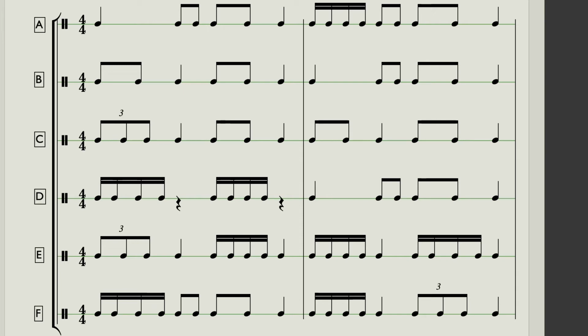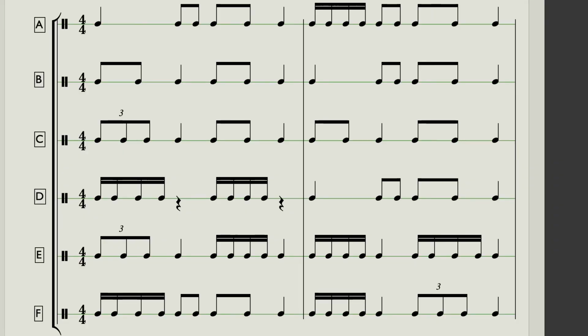One, 2, 3, and 4, and. One last time. 1, 2, 3, and 4, and. Okay, so you need to work out whether that was A, B, C, D, E, or F. All right, I'll do that one more time. All right, last time. 3 and 4 and. All right, good. On to the next example.